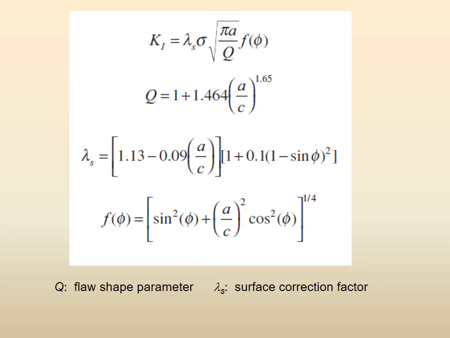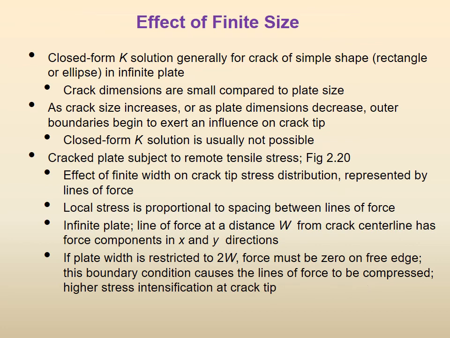Just for the name, this Q is called the flaw shape parameter, right? Because it depends only on a and c, flaw shape parameter. And lambda s is called the surface correction factor, because it includes the shape also and the location of the point also. So these are the two names. Q is called the flaw shape parameter and lambda s is called the surface correction factor. Okay. So with that, you have done a very high level of fracture mechanics now.